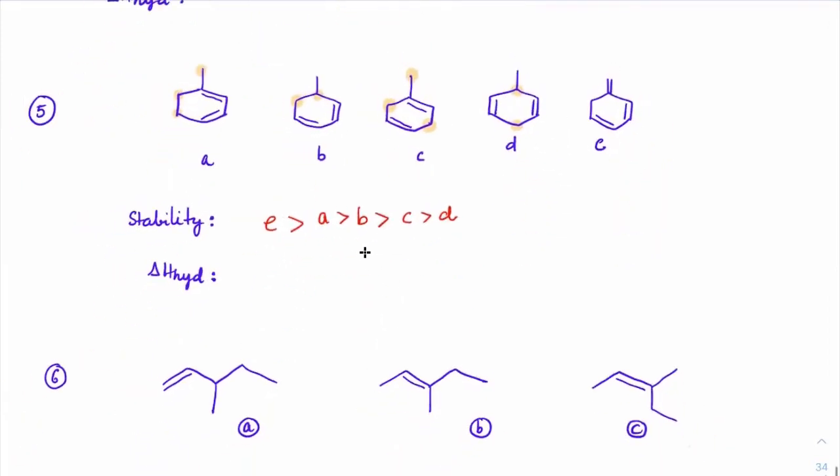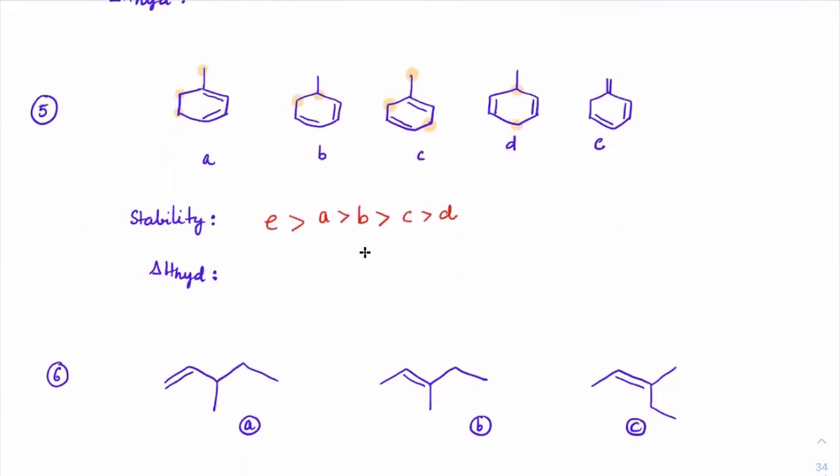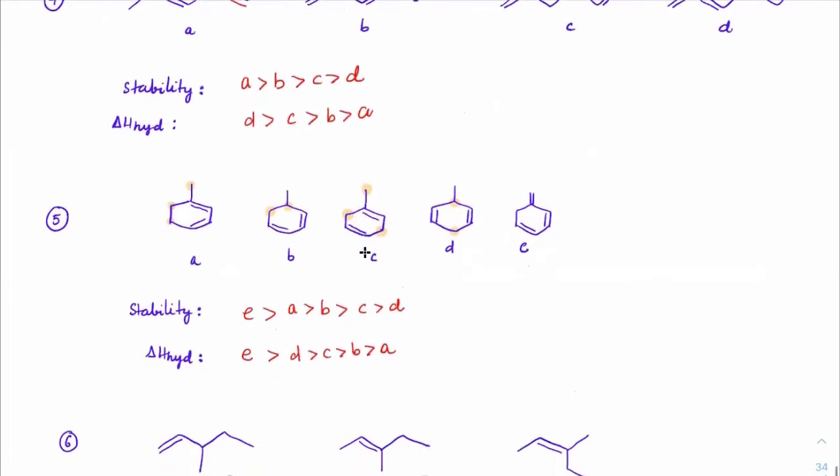Okay, students. Now what will be delta H hydrogenation? See, first check out the number of pi bonds. Number of pi bonds are maximum for E. So even though E is more stable, it will have the most delta H hydrogenation because the number of pi bonds is more there. Next, it will be D, then C, then B, A. Right. This has been asked a lot of times, you know, so please be aware of it. Don't make mistakes in the exam.